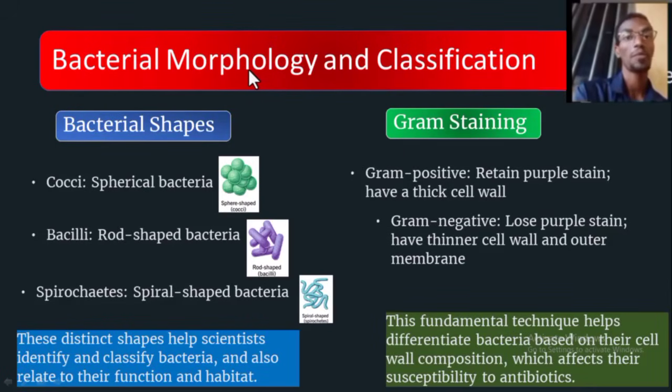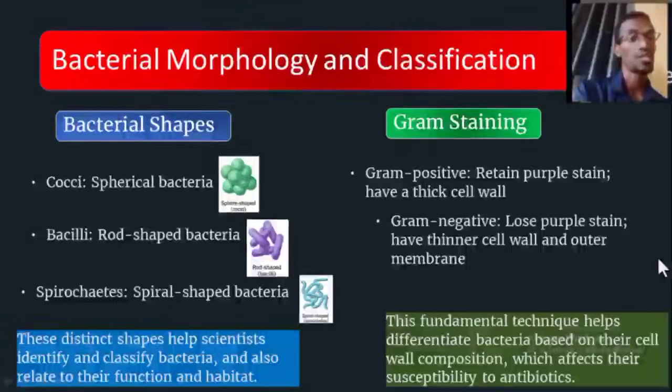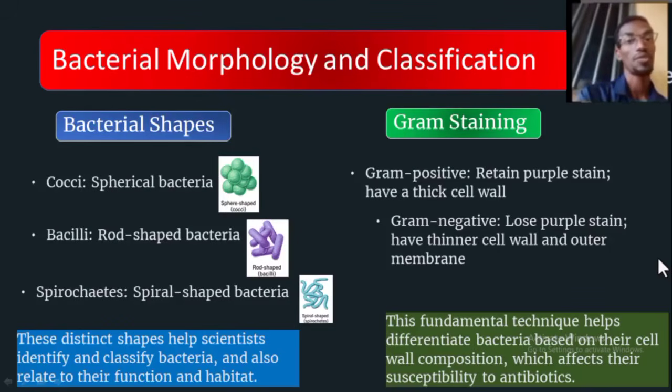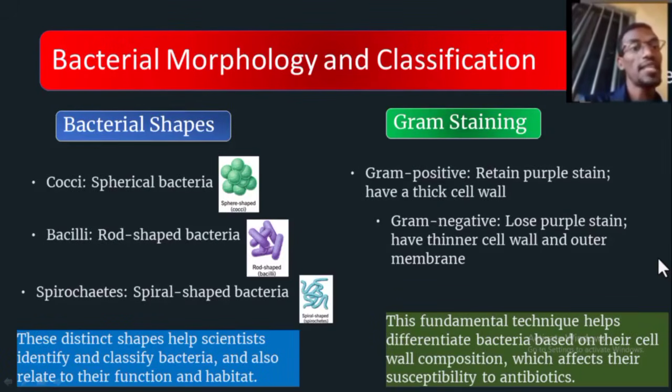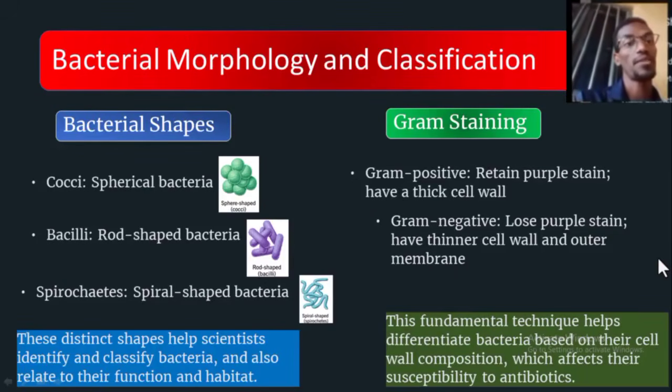There are some gram-positive bacteria that are known to cause human disease, okay? For example, tuberculosis is caused by such gram-positive bacteria. So gram-positive bacteria also cause disease, okay? Don't forget. This fundamental technique helps to differentiate bacteria based on what? Their cell wall composition, which affects their susceptibility to antibiotics.